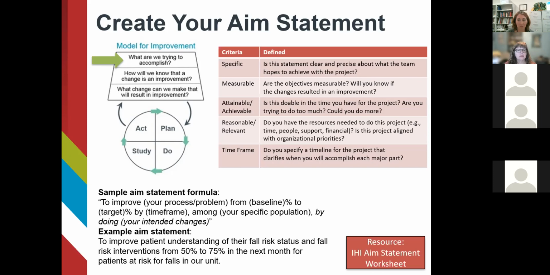So to give you an example, let's say through your auditing process, your audit results indicated that only 50% of your patients, or let's say family members, if the patient has a condition that precludes their understanding of the education, were only able to articulate that they were at risk for falls, and only 50% of them could share with us at least 3 interventions that were in place to help them reduce their risk of falling.